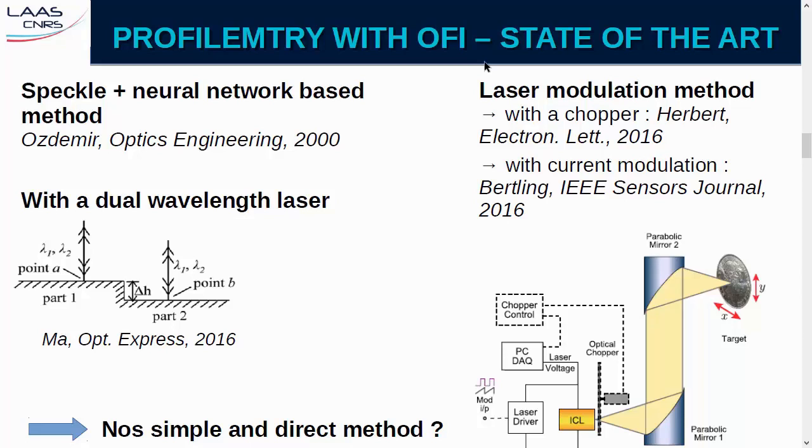The third work was done by Herbert and by Bertling. Basically, the idea is that if you modulate the laser signal, mostly with an optical chopper or by modulating the injection current, you can get information based on the phase of the signal. You can get information on the actual distance between the laser and the target.